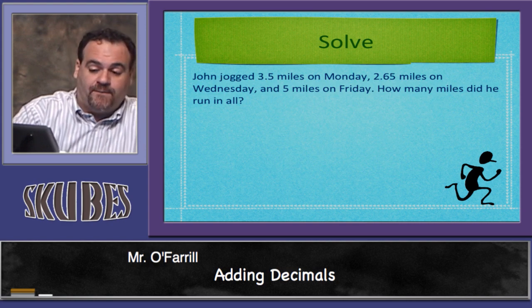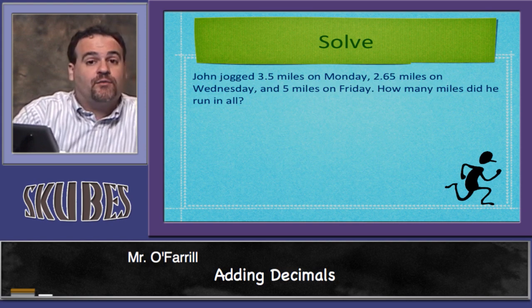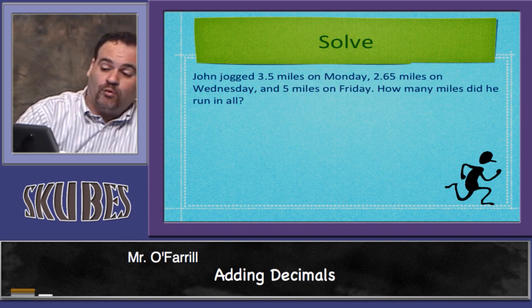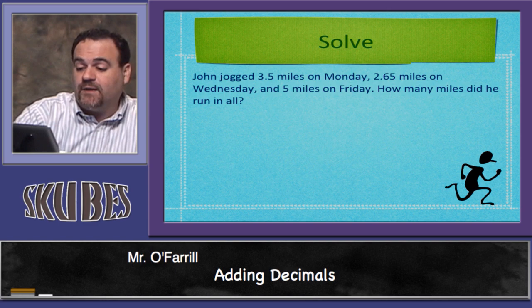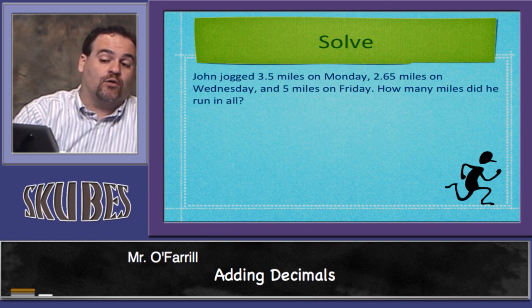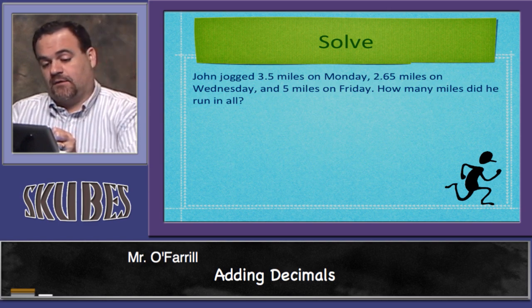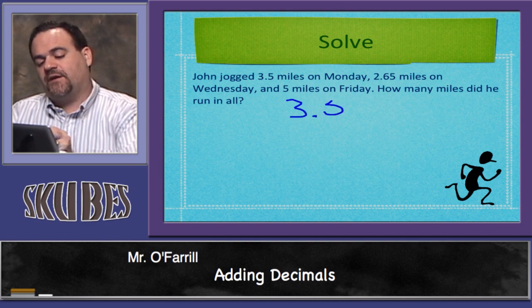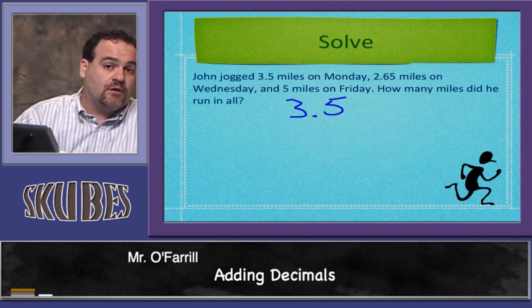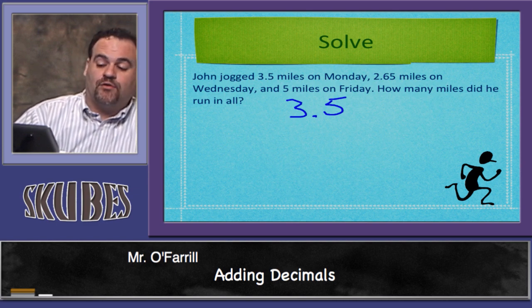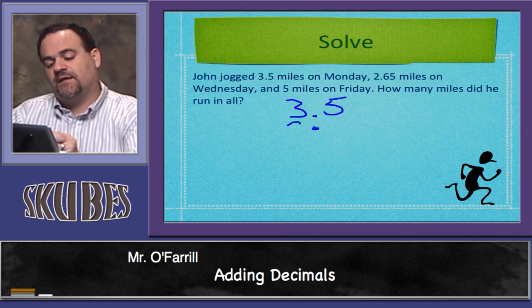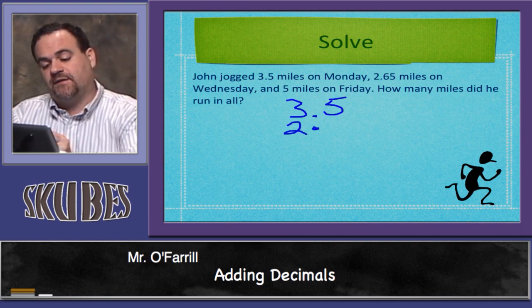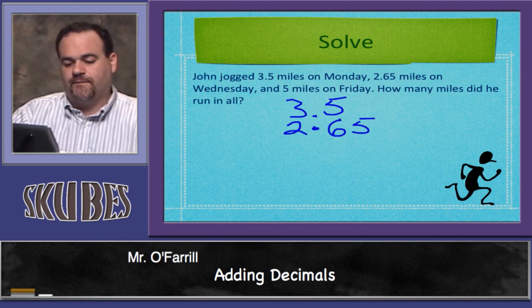Last problem we're going to look at here shows John, who jogged 3.5 miles on Monday, 2.65 miles on Wednesday, and 5 miles on Friday. How many miles did he run in all, or all together? This one's a little different because we have 3 numbers, but the same procedure is going to work just fine for us. I'll start by writing the first number, 3.5. The second number has a decimal. To the left of that decimal is a 2. To the right of that decimal is a 6.5.